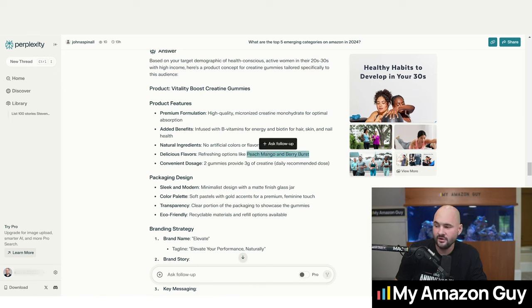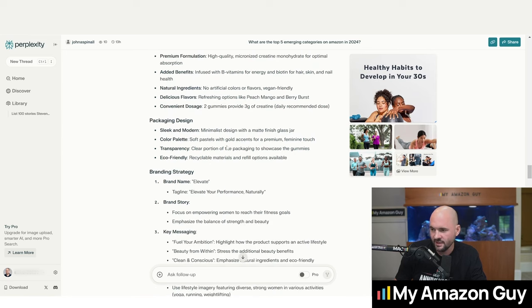Now you have a very specific, like, okay, I'm gonna get a creatine gummy that's peach mango, because that's what a woman in her late 20s would want. Convenient dosage, 2 gummies. Package and design, sleek and modern, so minimalist design with a matte finish glass jar. Interesting. I don't know if I would do glass, by the way.